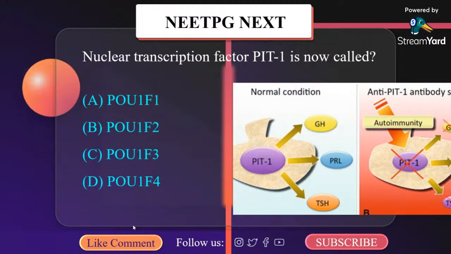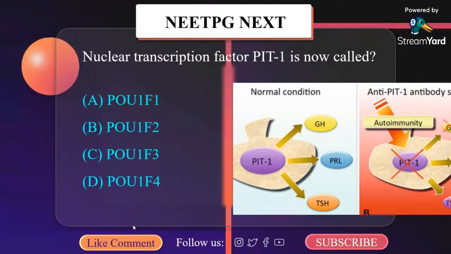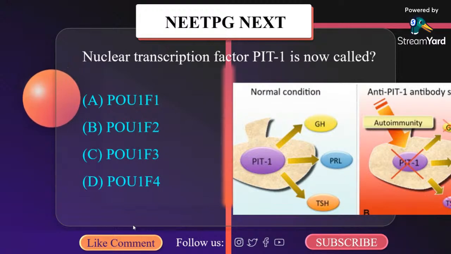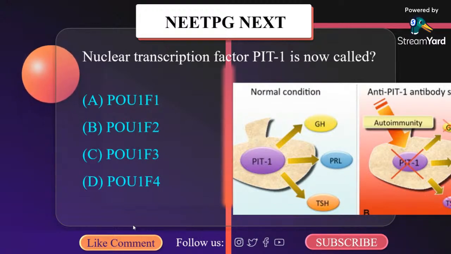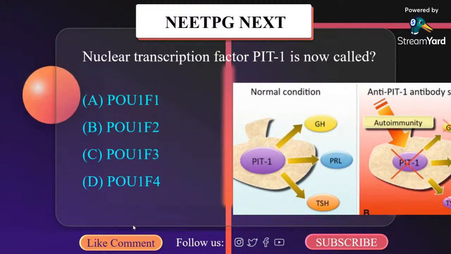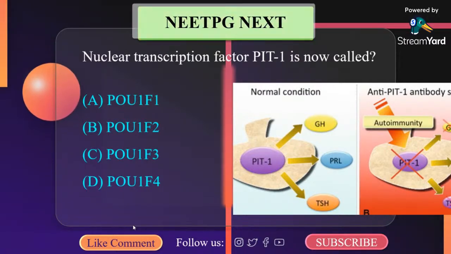PIT1 binds to specific DNA sequences in the promoter region of target genes to activate their transcription. POU domain. PIT1 belongs to POU family of transcription factors. So the correct option here is POU1F1.